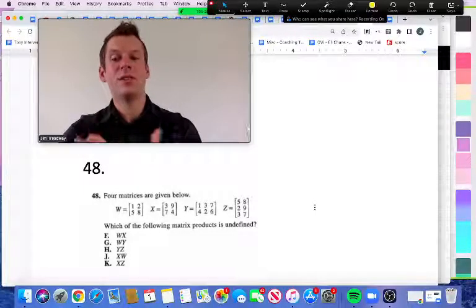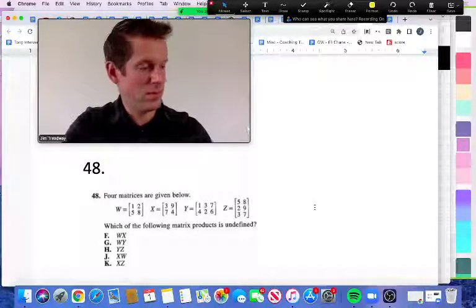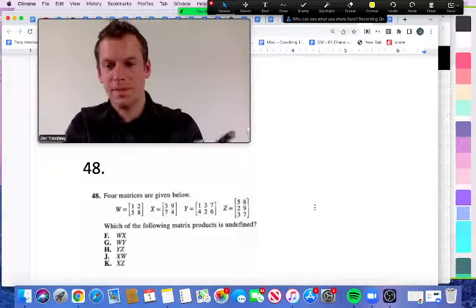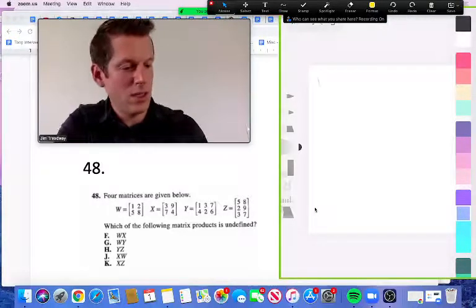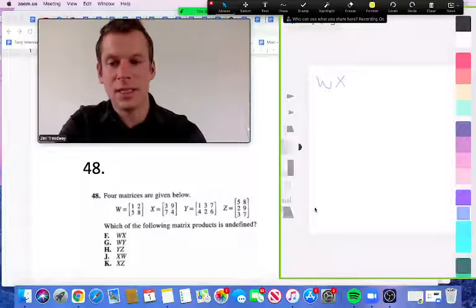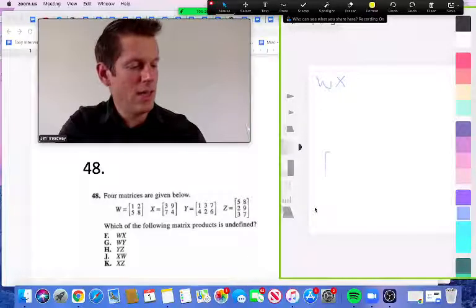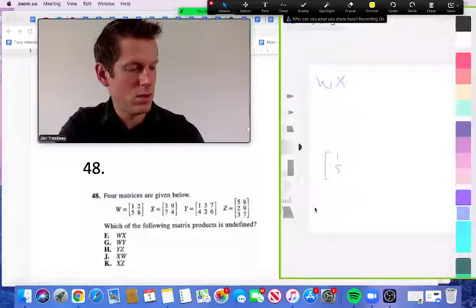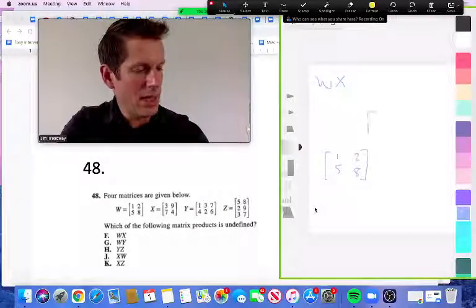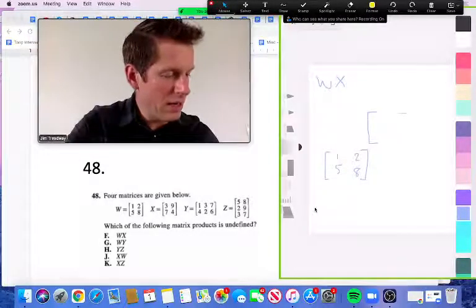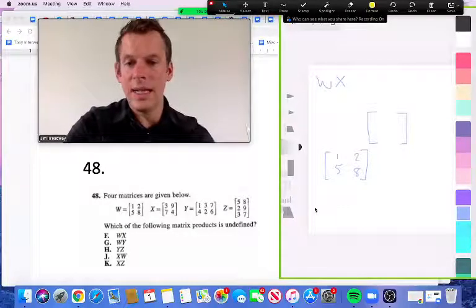Now let me show you how to do matrix multiplication. All right, we're going to do WX here. Let's bring the whiteboard back. The way you do this is the first matrix, you write a little bit down to the bottom left. The second matrix, you write at a 45-degree angle, up and to the right, diagonally right above it.